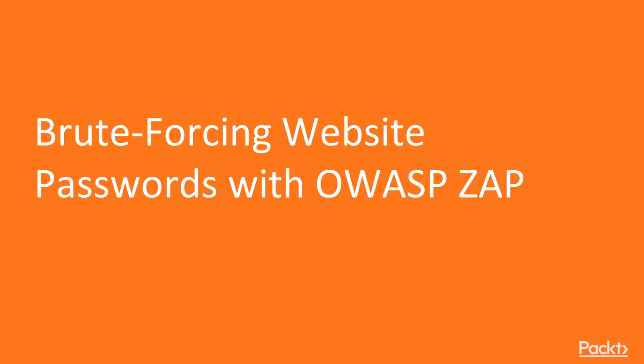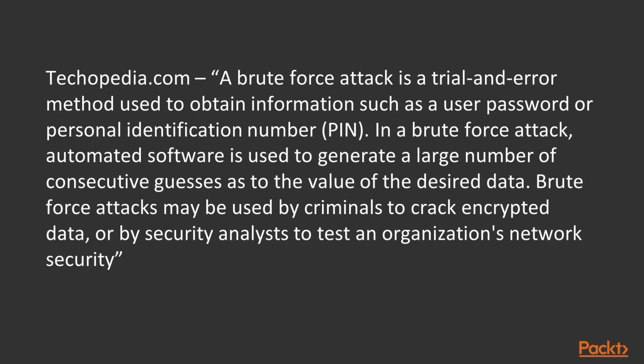We begin with brute forcing website passwords with OWASP ZAP. Actually, what is brute forcing? A brute force attack is a trial and error method used to obtain information, such as a user password or personal identification number. In a brute force attack, automated software is used to generate a large number of consecutive guesses as to the value of the desired data. Brute force attacks may be used by criminals to crack encrypted data or by security analysts to test an organization's network security.